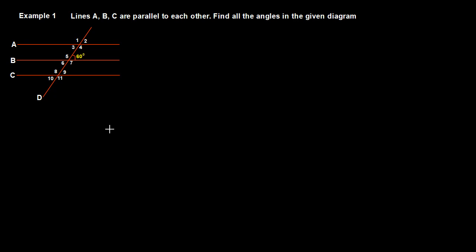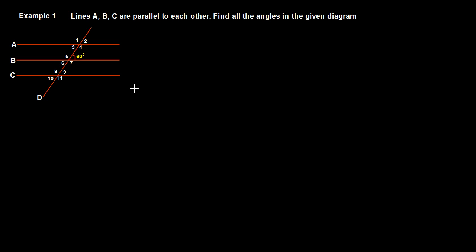Let's look into some examples, problems based on parallel lines and its angles. So we have learned all different types of angles from parallel lines and a transversal line. There were corresponding angles, alternate interior angles, alternate exterior angles, and co-interior angles. Sum of co-interior angles is equal to 180.